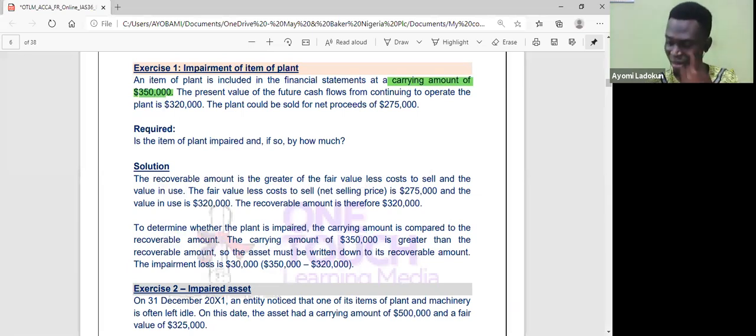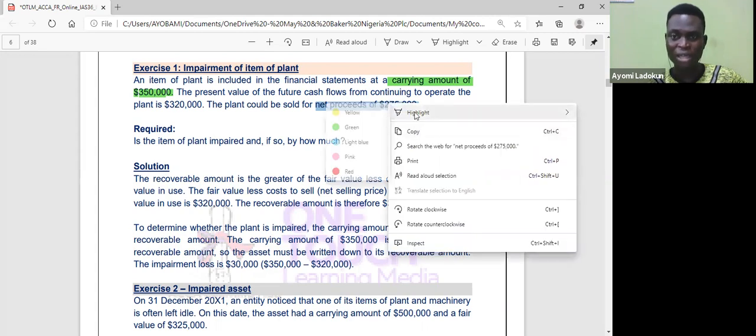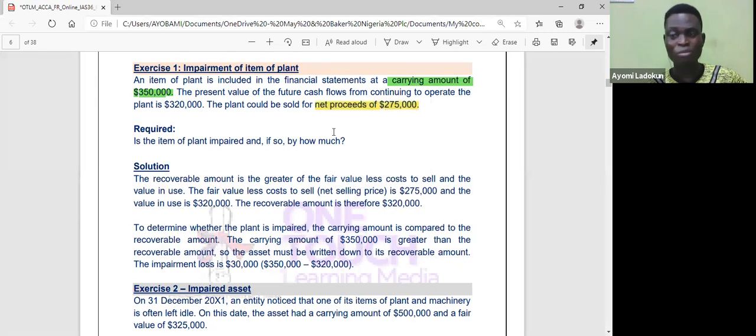Then I ask a question again: give me information about my recoverable amount. I know that under that, I need fair value less cost to sell and value in use. So when I read, it said the plant could be sold for net proceeds of $275,000. Can you see that? Net proceeds. He has already computed it for me, so I don't need to stress myself. So I already know my fair value less cost to sell.